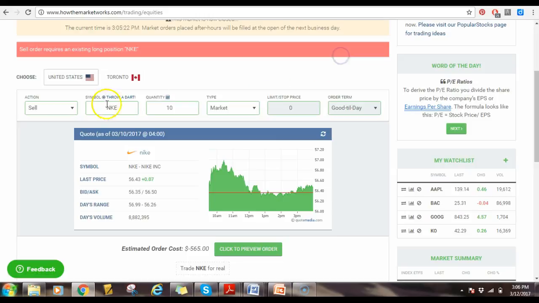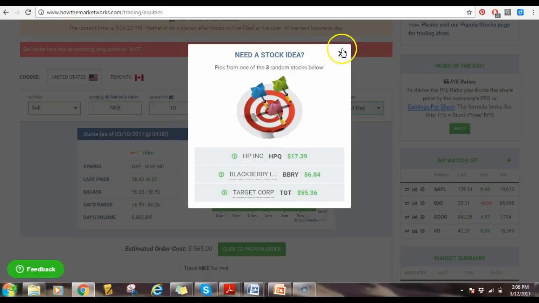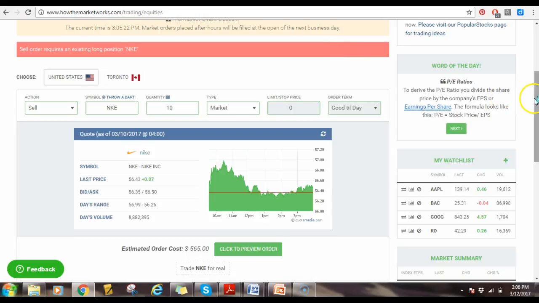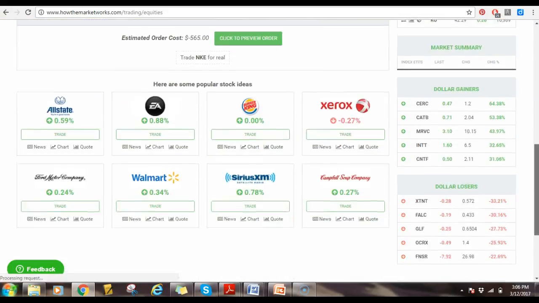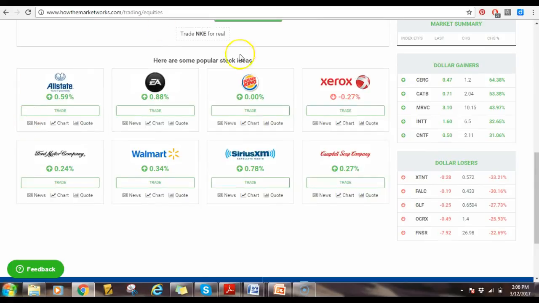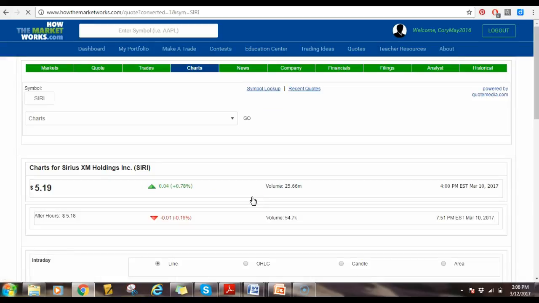And you can do it as many times as you want and see how things look. Click on those. You can also go down here. They'll give you some popular stock ideas. If you want to just trade it, you can directly go into it. If I wanted Burger King or Sirius, you can hit their chart information as well.